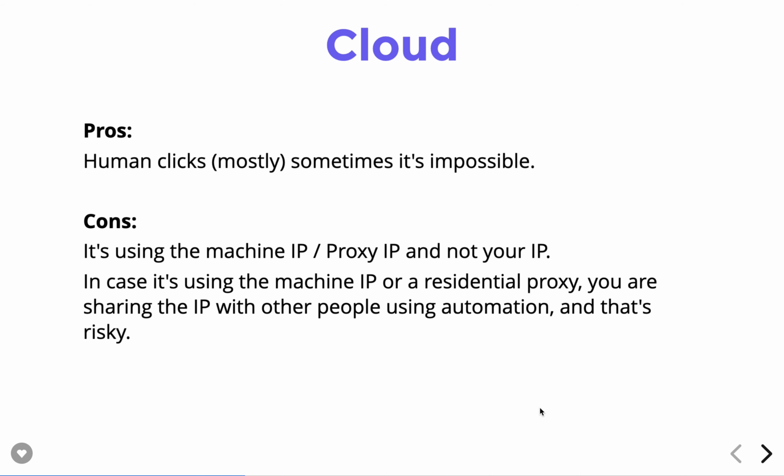The cloud. In the cloud, you can perform human clicks, mostly. Sometimes it's impossible. The problem is that in the cloud, it's using the machine IP or the proxy IP, and not your IP. In case it's using the machine IP or a residential proxy, you are sharing the IP with other people in the automation, and that's risky.